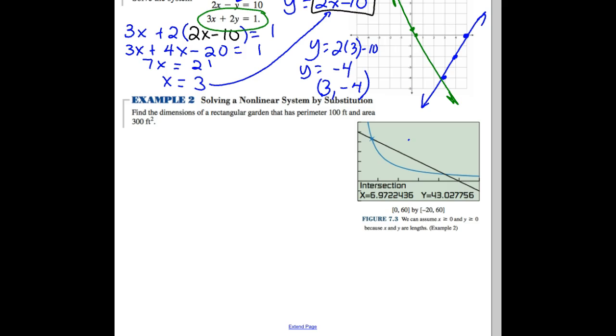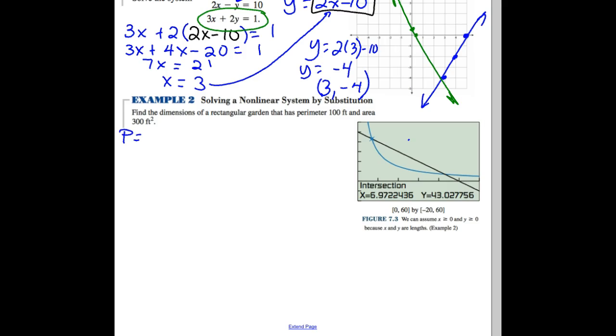All right. Our second example. This one says we're solving a nonlinear system by substitution. Now, we gave you the graph, but we want to emphasize algebraically, how do we solve this? Okay? It says find the dimensions of a rectangular garden that has a perimeter of 100 feet and an area of 300 square feet. So we need perimeter and area formulas for a rectangle.